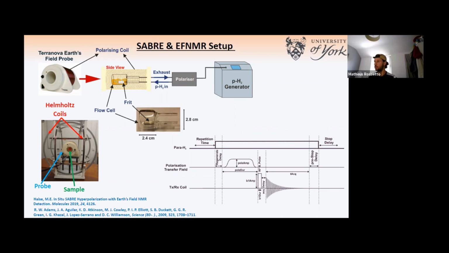If the field is turned on during parahydrogen bubbling during our experiment and then switched off adiabatically, we can then excite and detect the hyperpolarized spins with the Earth's magnetic field. We use the polarizing coil to produce fields above the Earth's magnetic field, mainly for homonuclear polarization transfer, but then we can also use the Helmholtz coils to counteract the Earth's magnetic field and go below it for heteronuclear polarization transfer.